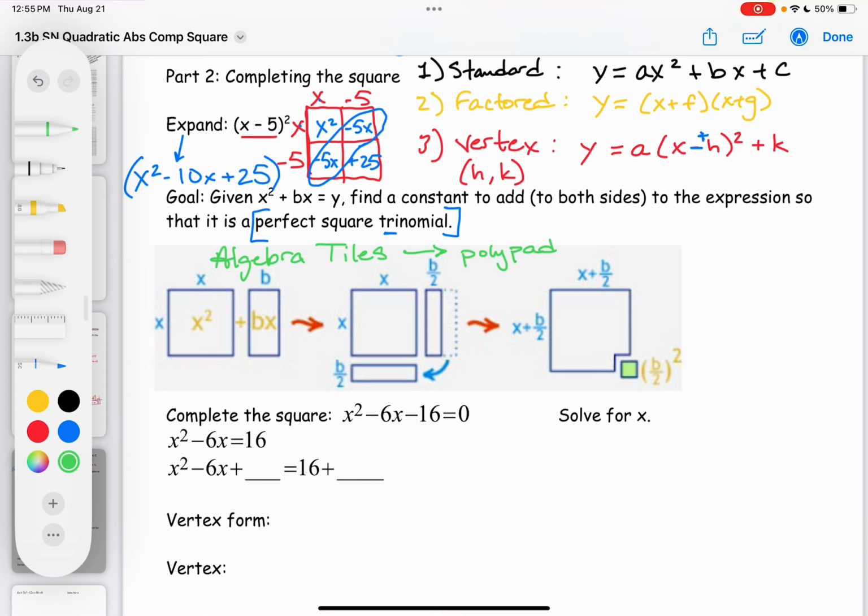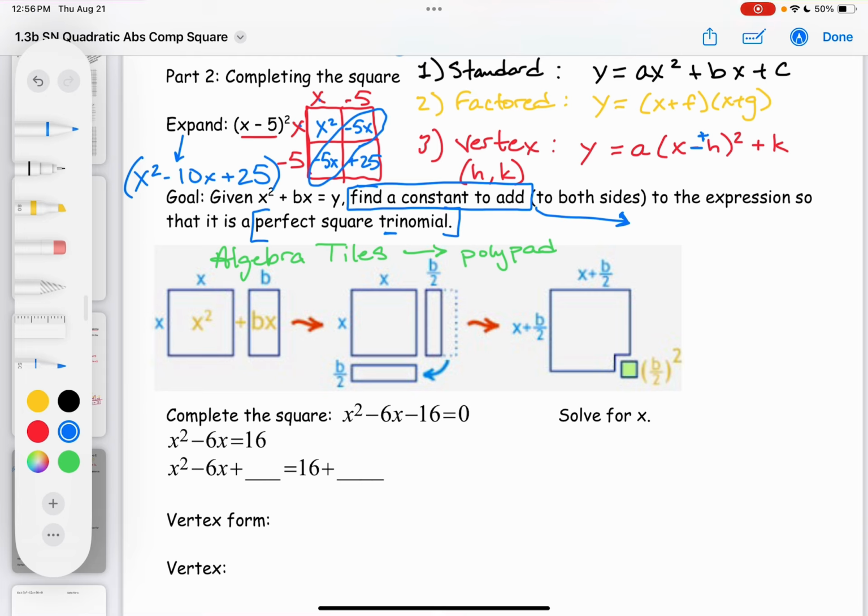But there's also another way. Our goal is to find a constant. We have that right here, find a constant. A method that you can use to do that is using your B value. Your B value is the number that is in front of the x, not the x squared, but the x.